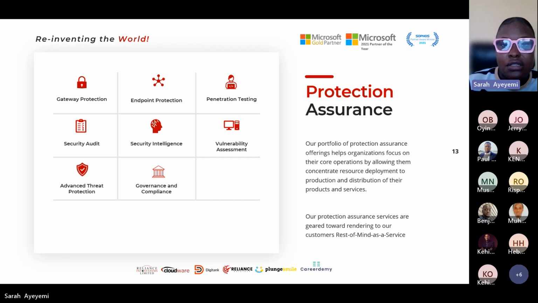Lastly, for protection assurance, our portfolio of protection assurance offerings helps organizations focus on their core operations by allowing them to concentrate resource deployment on the production and distribution of their products and services. Our protection assurance services are geared towards rendering to our customers peace of mind as a service, where they do not have to worry about malware intrusions or cyber attacks. Some of the solutions we provide include gateway protection, endpoint protection, penetration testing, security audit, security intelligence, vulnerability assessment, advanced threat protection, and of course, governance and compliance, amongst many others.